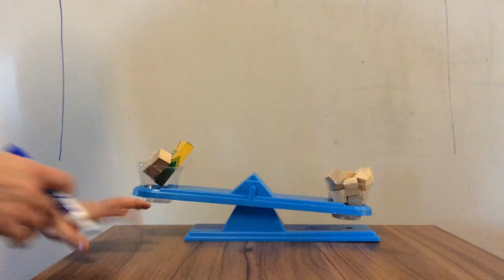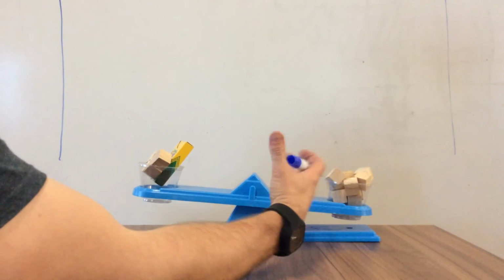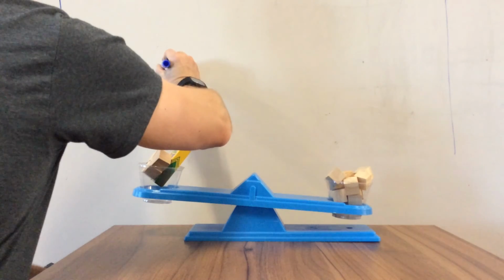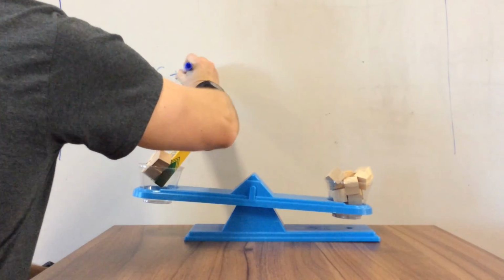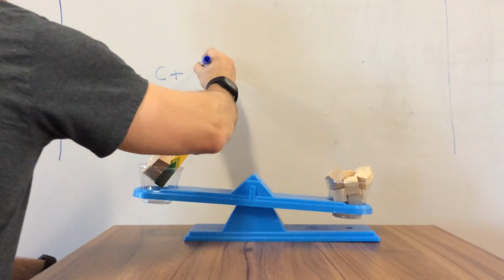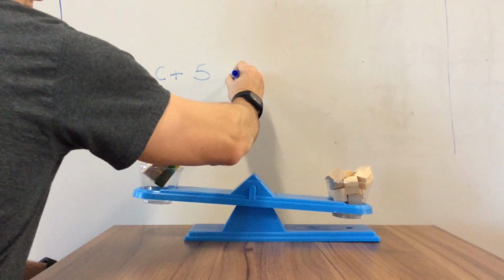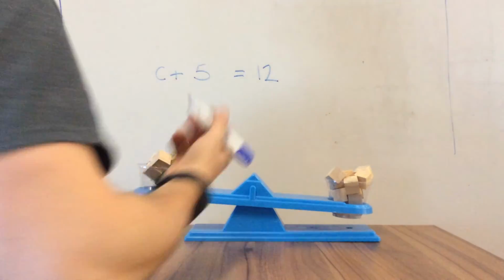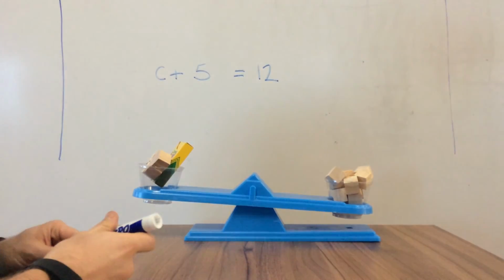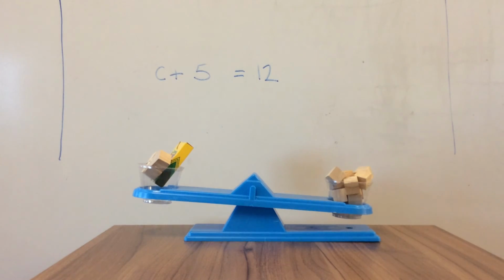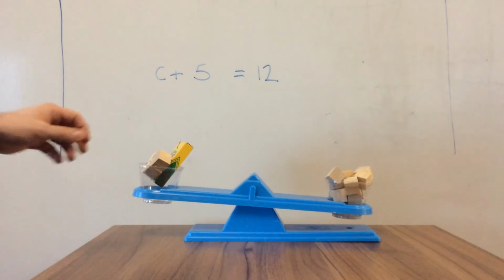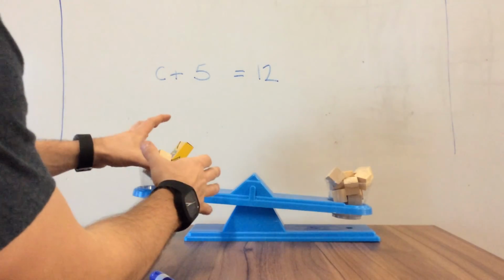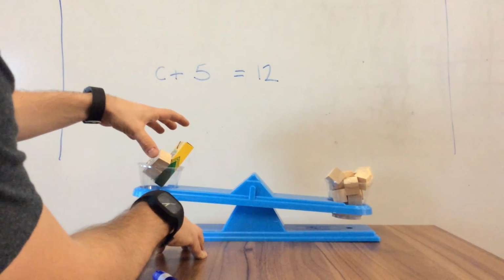So right now, I still don't have a solid idea of how much these crayons are worth, but what I do know is that when I take that package of crayons and I put them together with 5 cubes, it balances out, or close enough. It balances out with 12 cubes. So I can do the same thing that I did before, where I'm going to do what I can to get these crayons by themselves on this side.